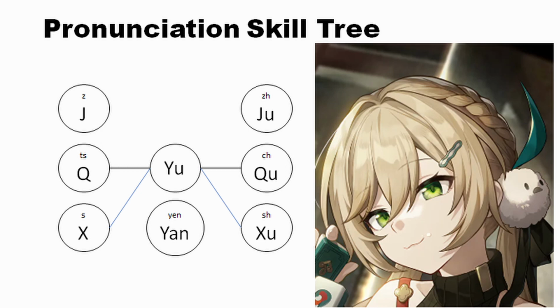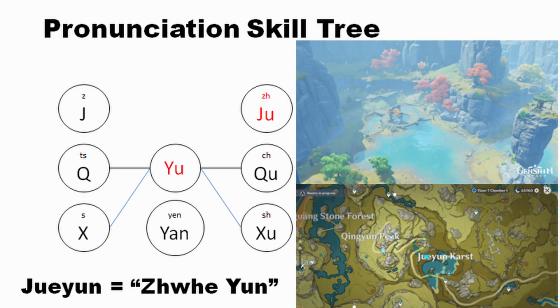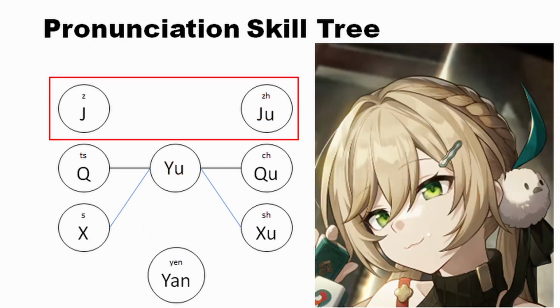Second topic will take a while. But let's first practice each note one by one. First, let's practice J and YU, Jingyuan. And then practicing JU and YU, Jueyun. Notice that the difference between J and JU is similar to the difference between Z and ZH. J is pronounced like a buzzing Z sound, and JU is pronounced with a lower ZH sound.